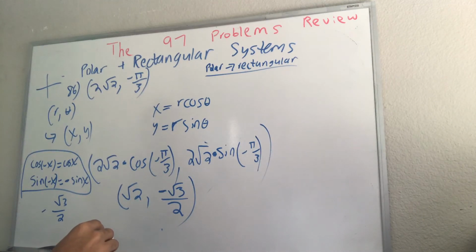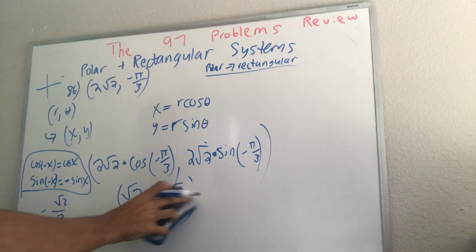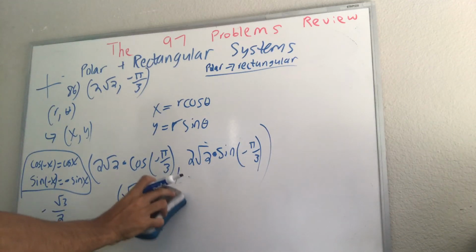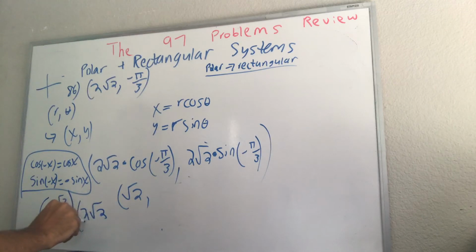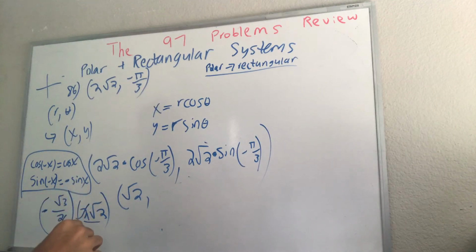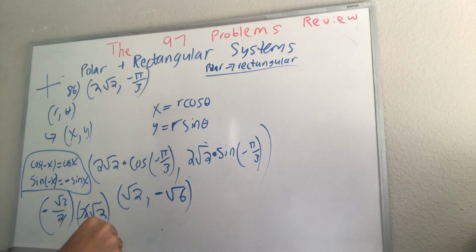Actually, I think I messed up here, because we have sine of negative pi over 3 being negative root 3 over 2. Now we have to multiply this by 2 times root 2. I forgot about the 2 times root 2. And so if we multiply, obviously the 2's go away, and we're left with negative root 3 times root 2, which is negative root 6. So we have root 2, comma, negative root 6.